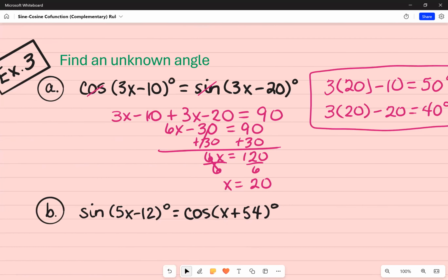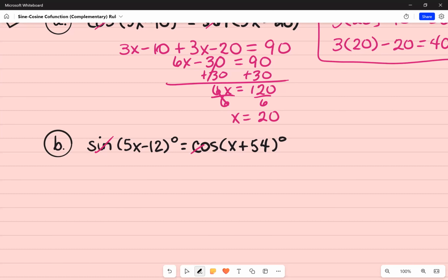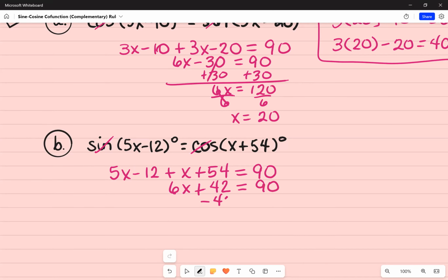And then for the very last example that we have, we're again going to get rid of the trig ratios. We're going to take each one of the angle measures and add them together. Because they're complementary, we set it equal to 90. Now we just combine like terms. We have a 5x and plus 1x, which is 6x. Then we have negative 12 plus 54, which is going to be plus 42. Set that equal to 90. Subtract 42 on both sides.